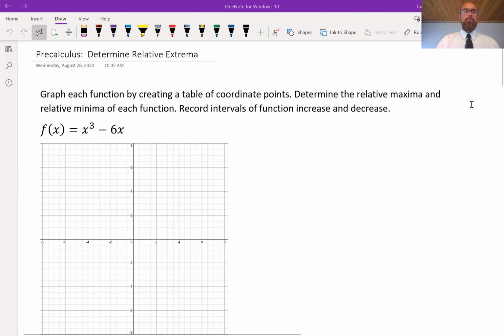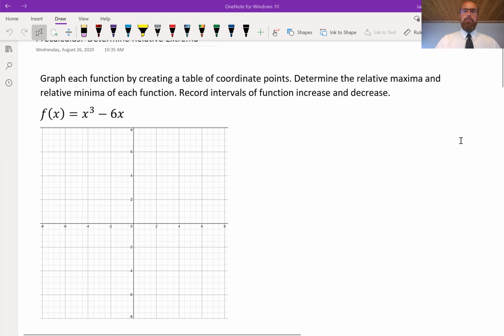And here's our first function. So we want to graph the function by creating a table of coordinate points. And then once we've got that graph, we want to determine the relative maxima and relative minima of each function. Record the intervals of function increase and decrease. And we'll use our maxima and minima to do that second task, to find the intervals of increase and decrease.